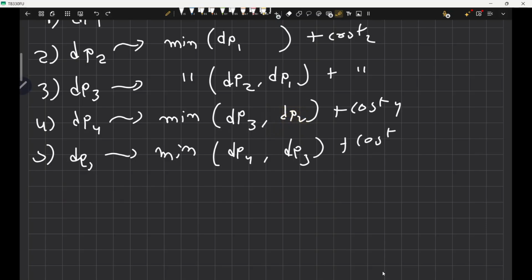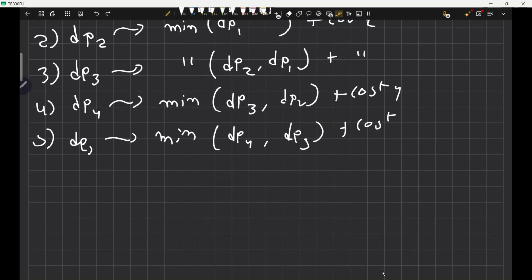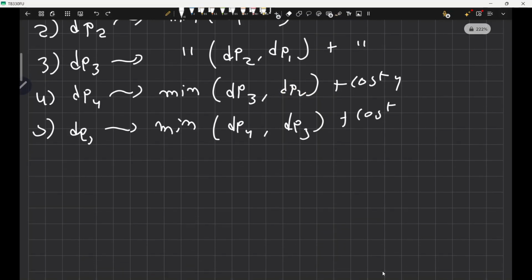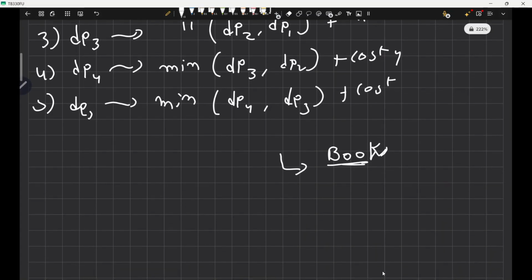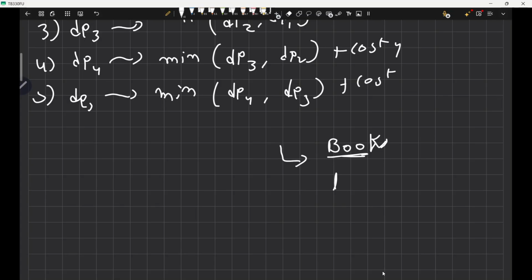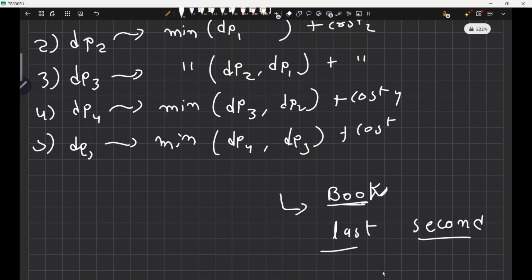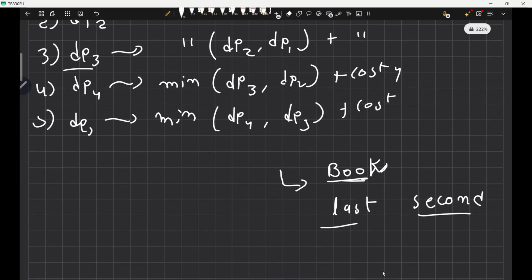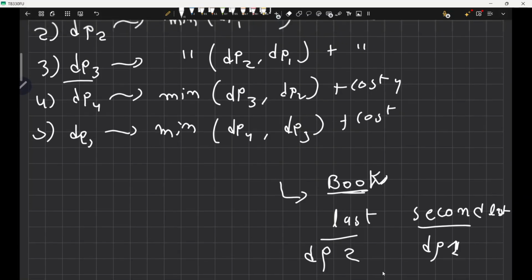Is that right? What I'm trying to say is, let's say you have some book or something, and in this, instead of storing the whole table, you just store the last value and the second last value. That's it. So when you have to count the value of dp of 3, you have the values of the last and the second last, which is dp of 1. You have these two values.